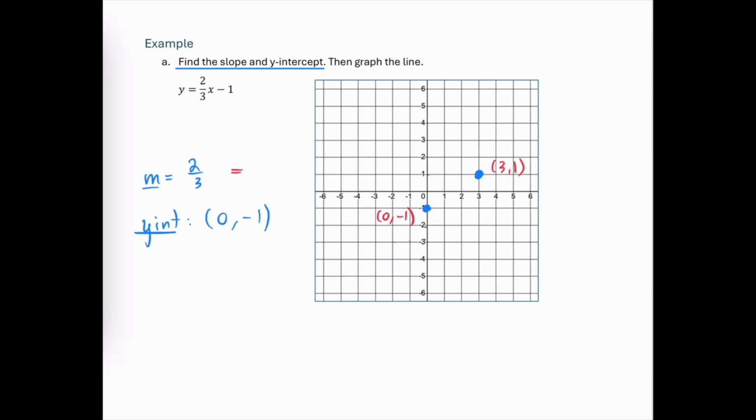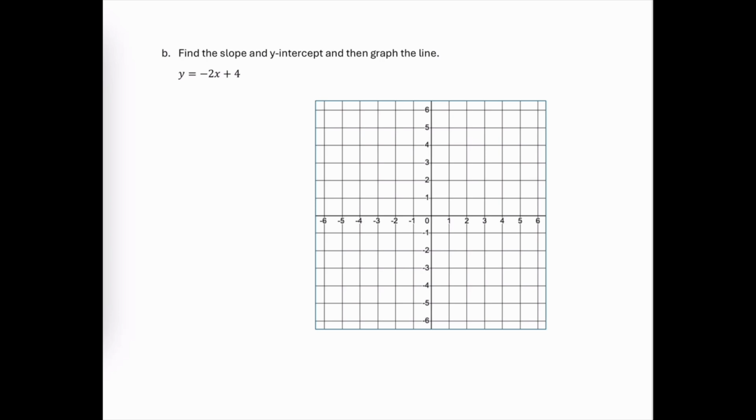But remember, in order to get this positive slope, we could also have gone down 2 and left 3, so let's go back to the original y-intercept ordered pair, and this time go down 2 and left 3 units to get to this point, which is also on the line, and this ordered pair is (-3, -3). 3 points is plenty to be able to connect the dots and graph the line, so this is the graph of our linear equation. Let's look at another example.